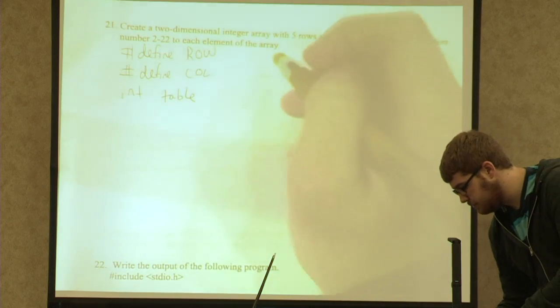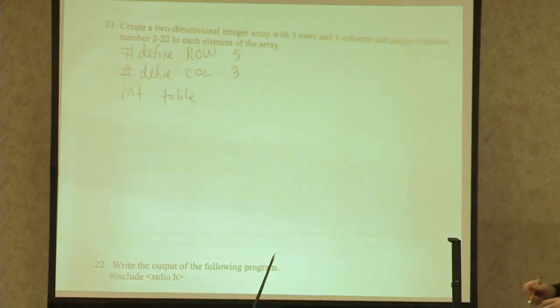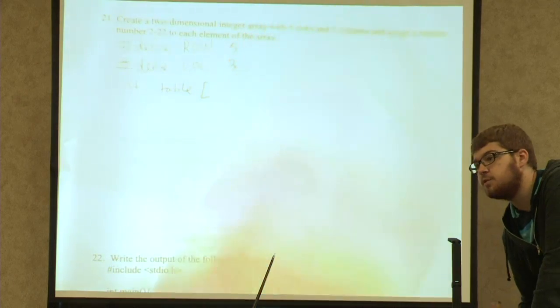Row, columns. I did not write the numbers, right? 5, 3, and then we got square brackets, which is going to be the first square bracket.